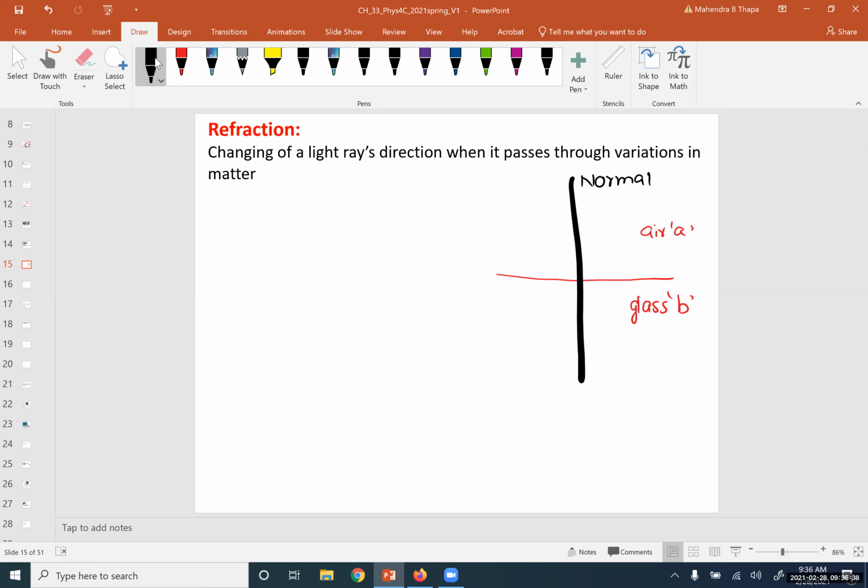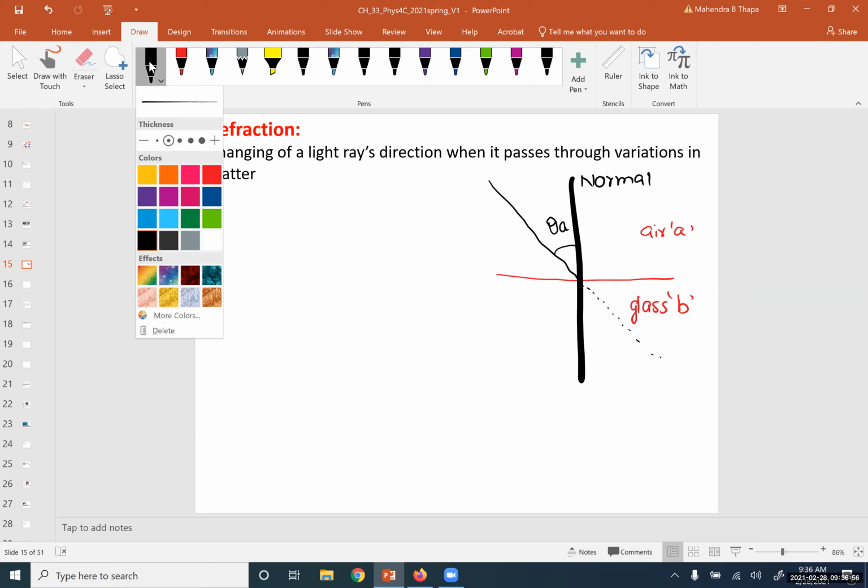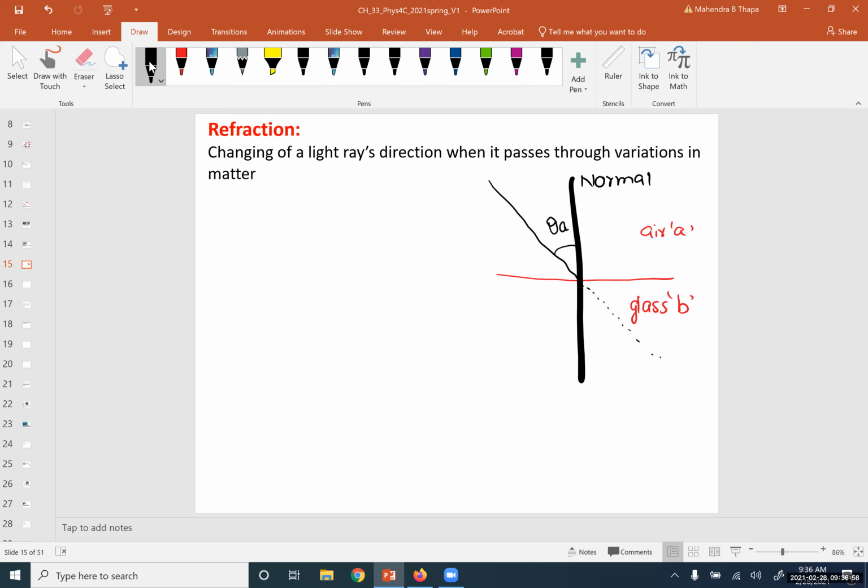We make an angle of incidence. This is the incident ray. So we can say this angle is theta A. Okay, so light will not travel in a straight line. It goes to the other medium, so it will bend towards or away from the perpendicular line, depending on the medium. So say this angle is theta B.